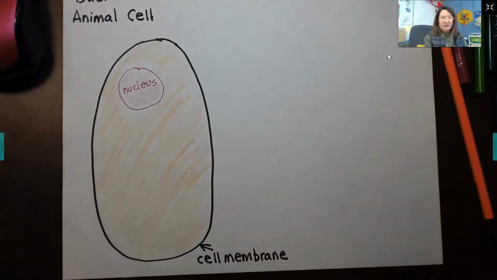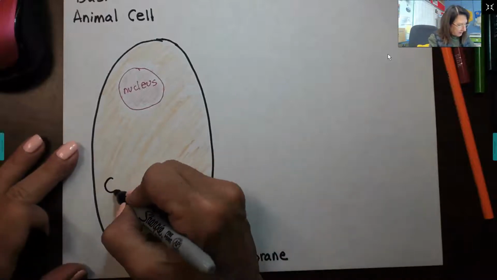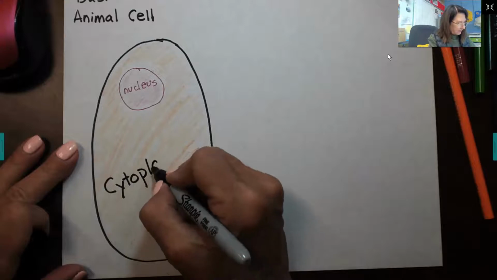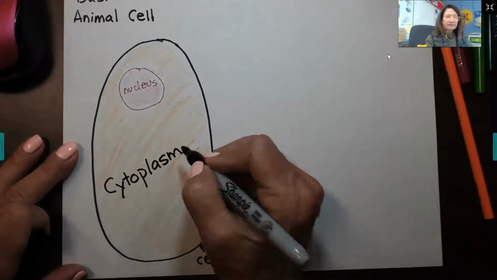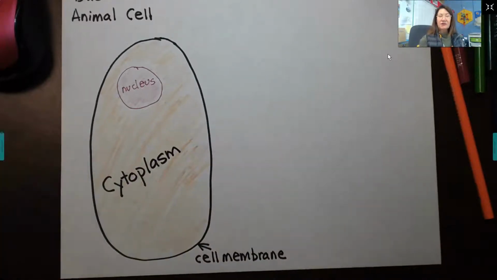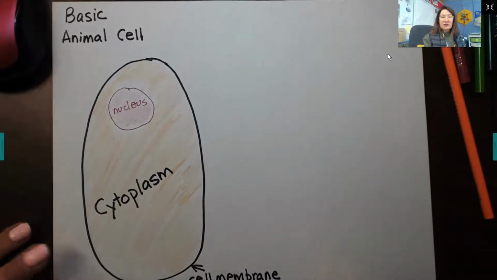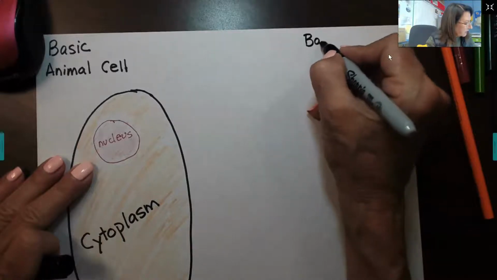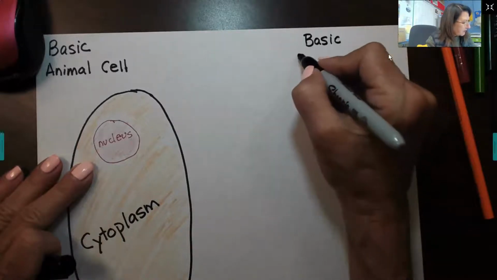And this is the cytoplasm. And that's it for the animal cell. It was very simple, right? So next what we are going to do is draw the basic plant cell.